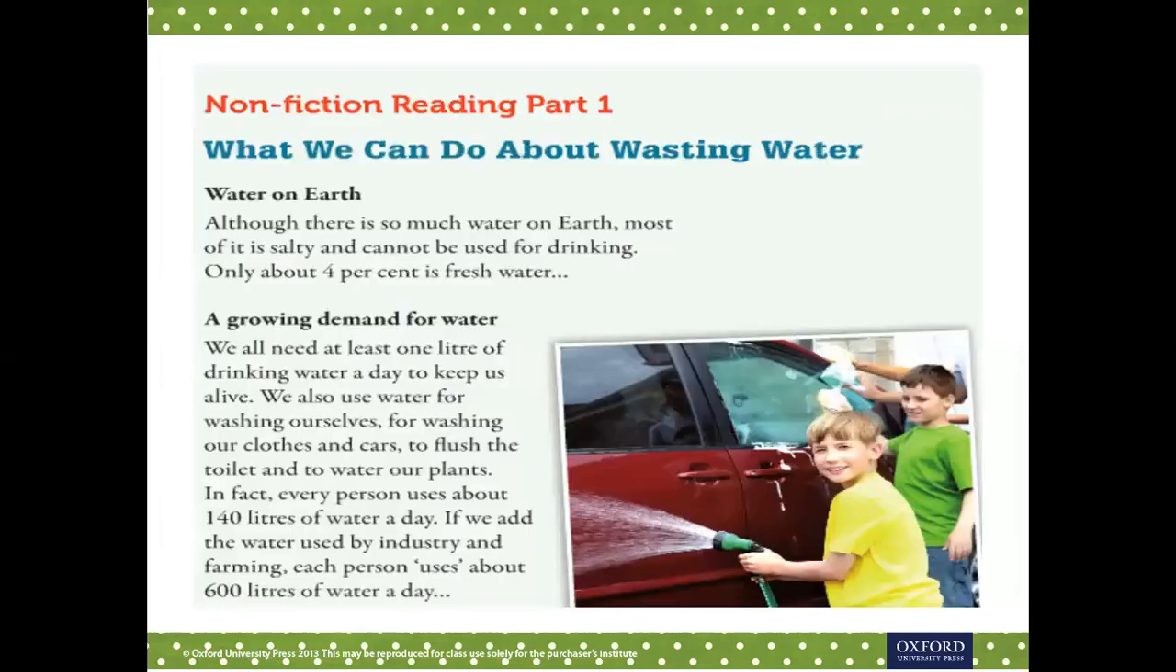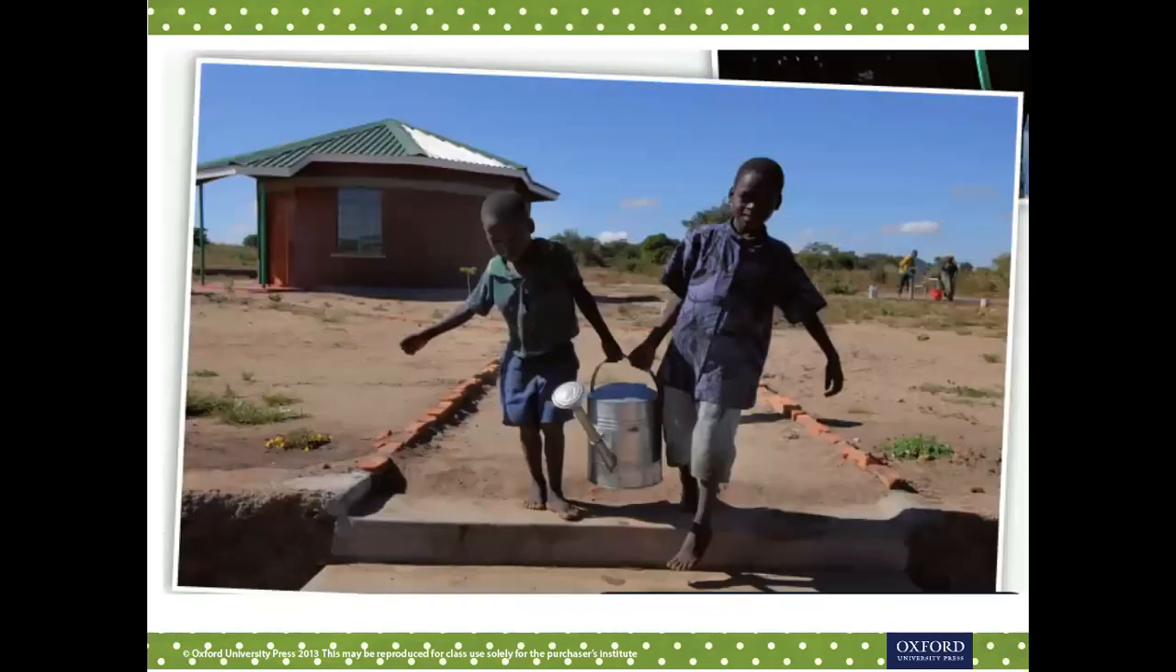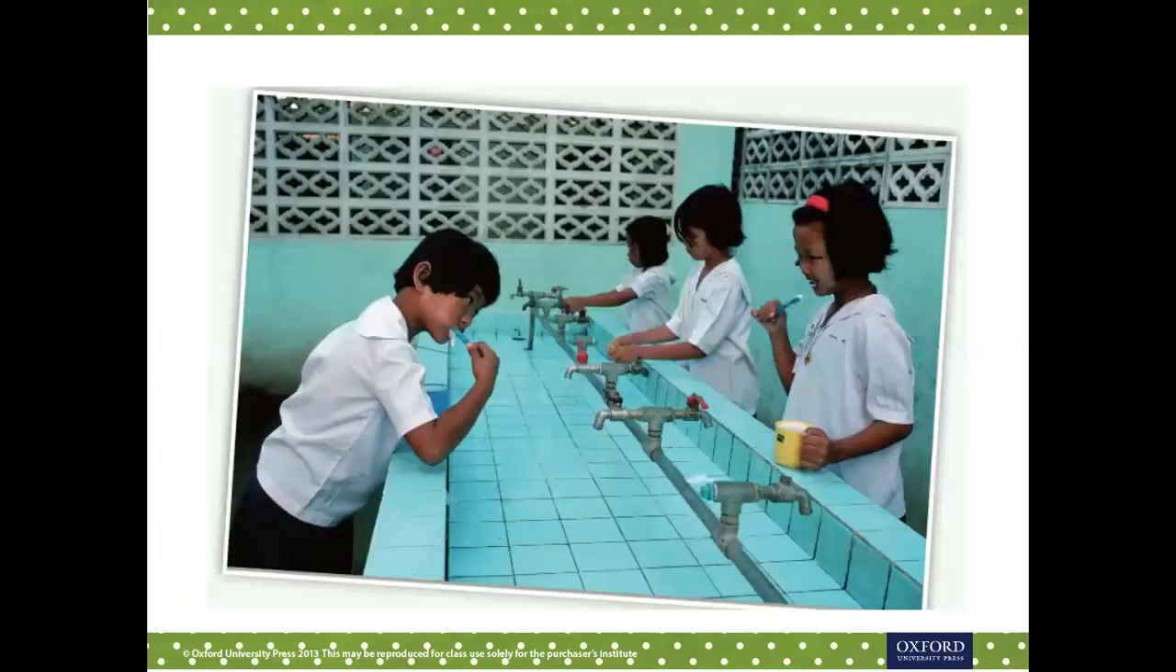Here, the first picture shows some children using the water to wash cars. In the second picture, two other kids are using a bucket, which is specifically for watering plants. The third picture shows a student in a school washing their teeth with a brush and toothpaste.